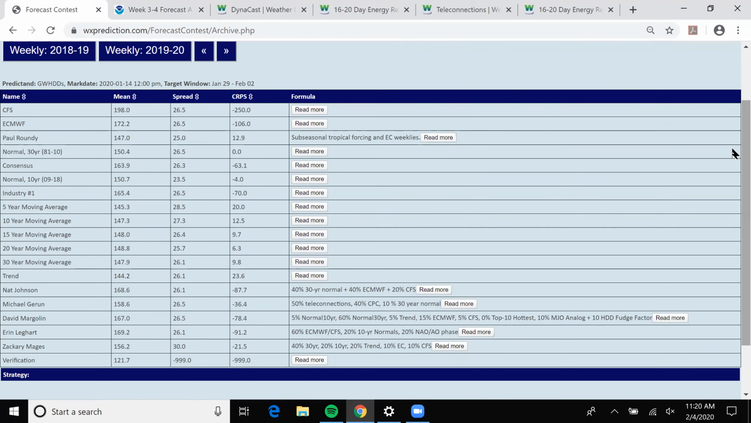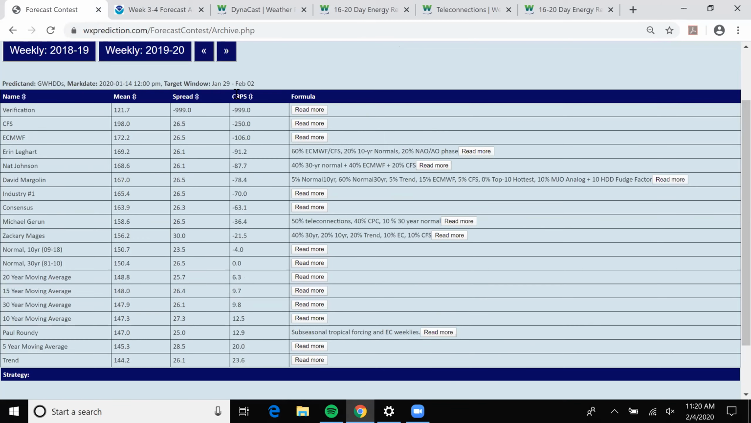The most recent verification was for the window of January 29th to February 2nd. We made it on the 14th of January. This was our second forecast of the new year after our winter break hiatus. If we come to the CRPS scores, we can see that we had one human forecaster do better than the 30-year normal, hence his slightly positive CRPS score.